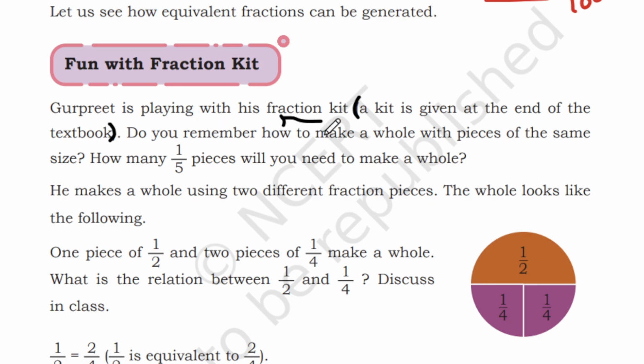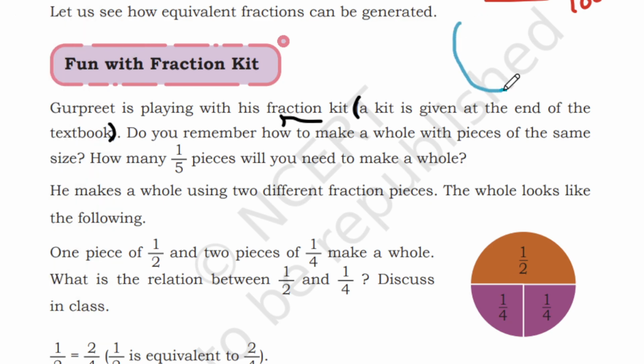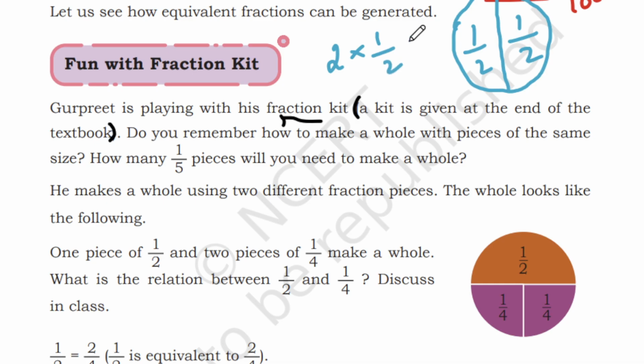So do you remember how to make a whole with pieces of the same size? So how many 1 by 5 pieces do you need to make a whole? For example, I'm going to draw a whole here. This is a whole and I'm dividing into 2 halves. So 1 half, second. So how many halves are needed to make a whole now? So we need 2 halves. So 2 halves are needed to make a whole here. Likewise, how many? I'll draw a small one.